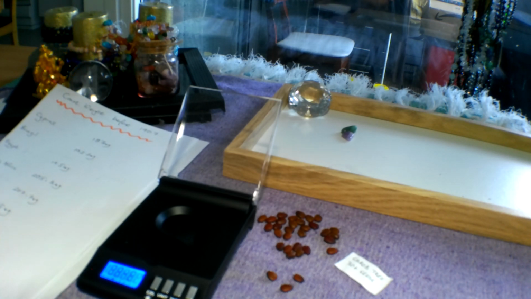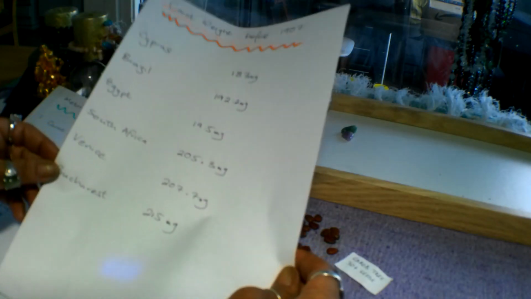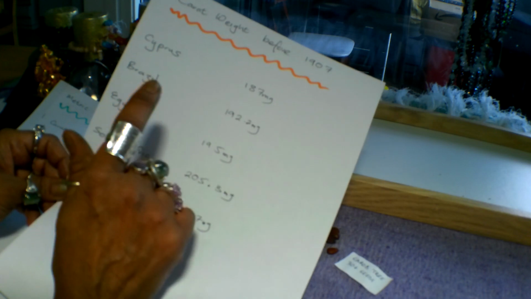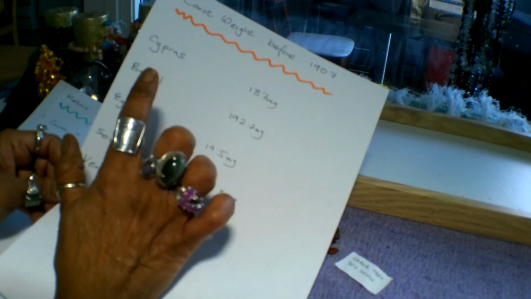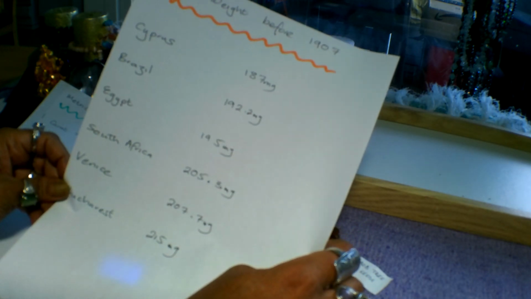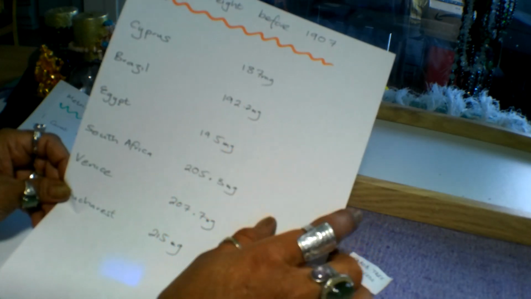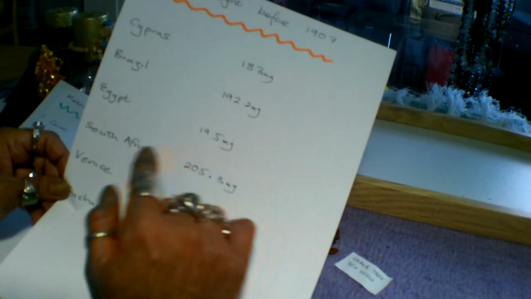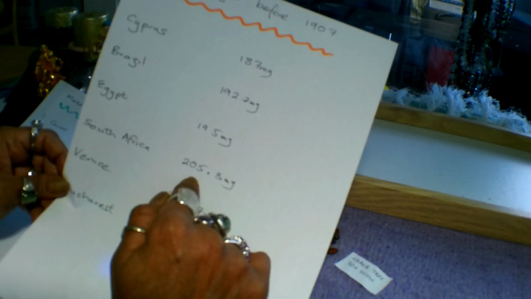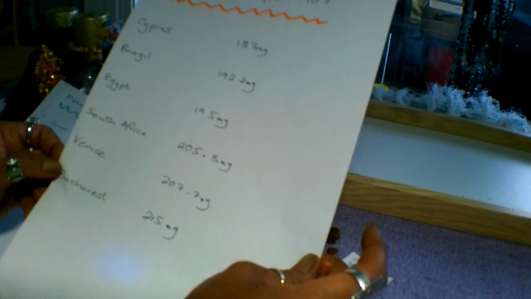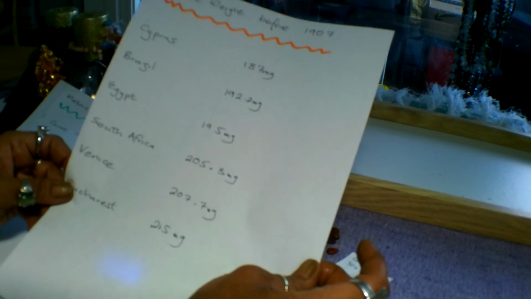I've got a little table here showing you how the weights varied from country to country. This is the weight for a carat. In Cyprus, 1 carat was equivalent to 187 milligrams. In Brazil, it was about 192 milligrams. In Egypt, it was about 195. In South Africa, 205 milligrams. In Venice, 207 milligrams, and in Bucharest it was 215 milligrams.